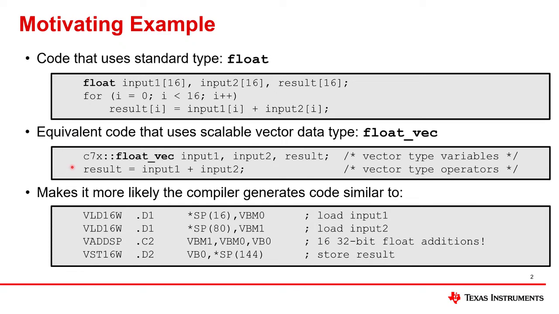Now here's some equivalent code that uses a scalable vector data type called floatvec, and it's in the C7X namespace. For those of you who are not familiar with C++, that's what this looks like. Floatvec is a type that is available inside the C7X namespace, and that's how you use it. We're creating three different vectors of that type, and here we're adding them together and assigning them to a result.